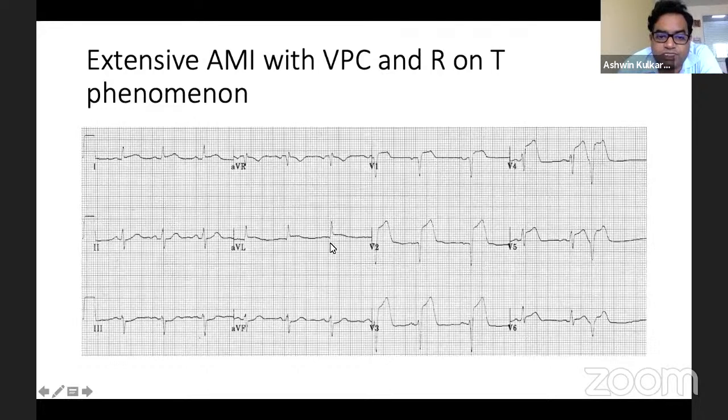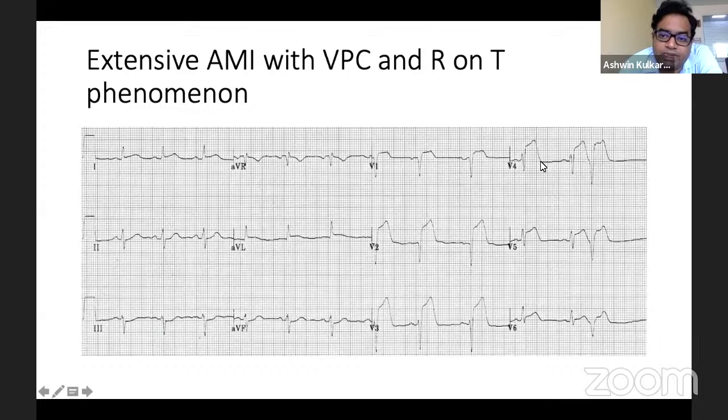So this is another ECG where you can see anterior wall MI. There is a special point here. You can see a VPC here. So in this segment, there is a VPC. It's a ventricular premature complex. It's a very important sign because there is an R-on-T phenomenon happening here.